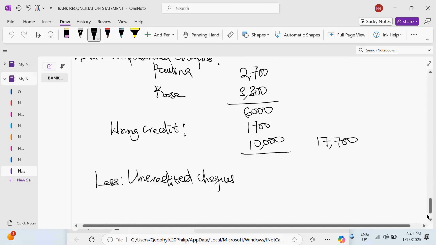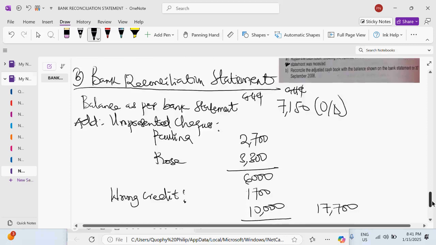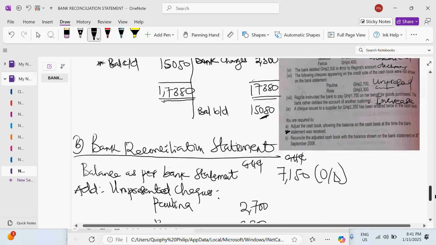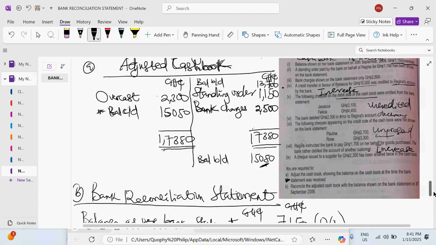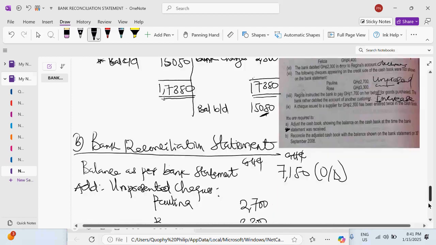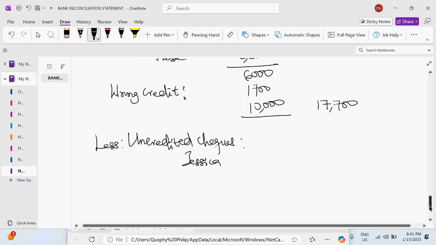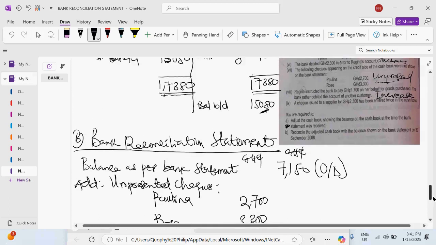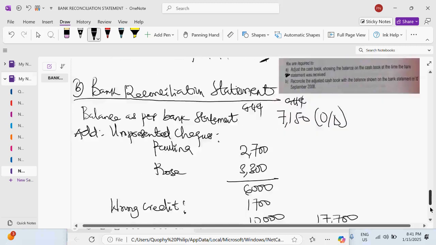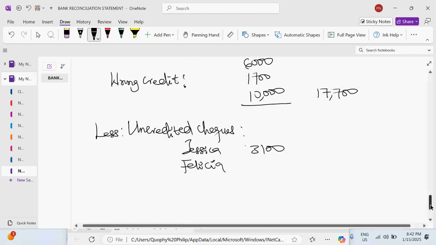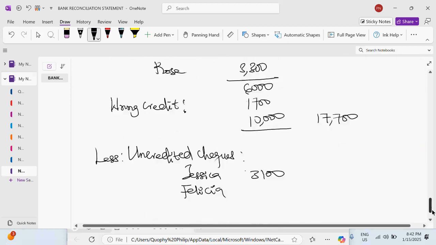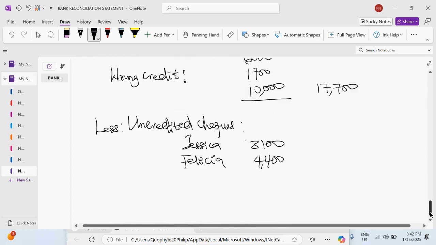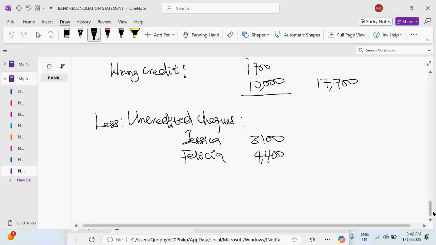Then now we have less uncredited cheques. Uncredited cheques, we identify them as Jessica and Felicia. How much is for Jessica? Jessica is 3,100. And then Felicia is how much? 4,400. So what would be the total?